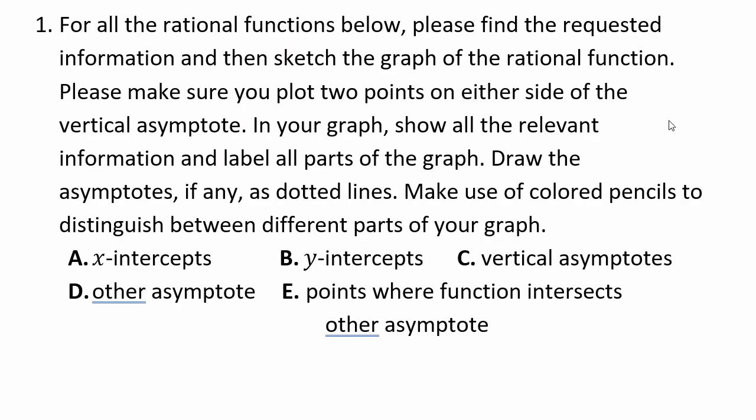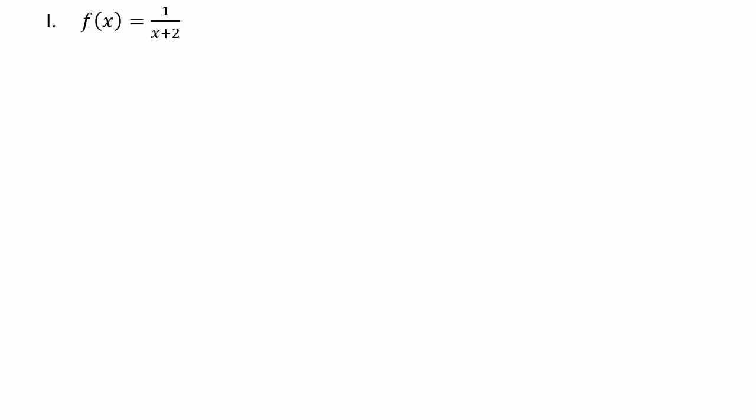All right, let's start out with graphing rational functions then. You're going to find x-intercepts, y-intercepts, vertical asymptotes, oblique or horizontal asymptotes, or asymptotic curves, and then points where the function intersects these other asymptotes. Please draw your asymptotes either as dotted lines or dotted curves, and use colored pencils to distinguish between different parts of your graph. All right, the first function is f of x equals 1 over x plus 2. We will do the first one or two together so that you understand the steps. Step 1 is finding x-intercepts.